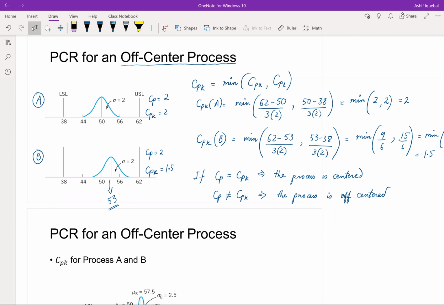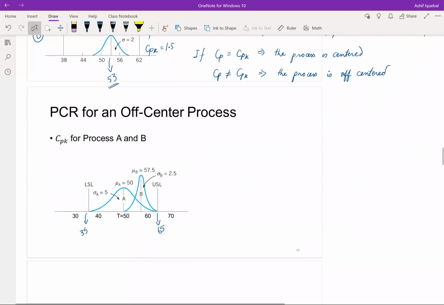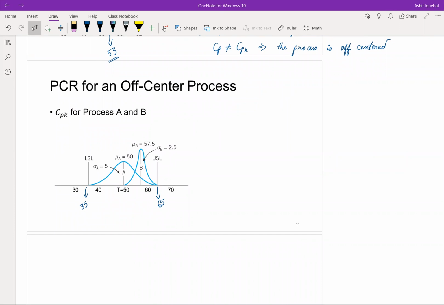Now, with this idea, let's try to solve another question, okay? Again, we have two processes here, process A and process B. Let's try to find out what are the values of CPK for process A and process B. Notice here that process B is highly off-centered, right? With a mean of 57.5. So we are expecting the CPK value for process B to be smaller than the CPK value for process A, right? So let's write this down here.